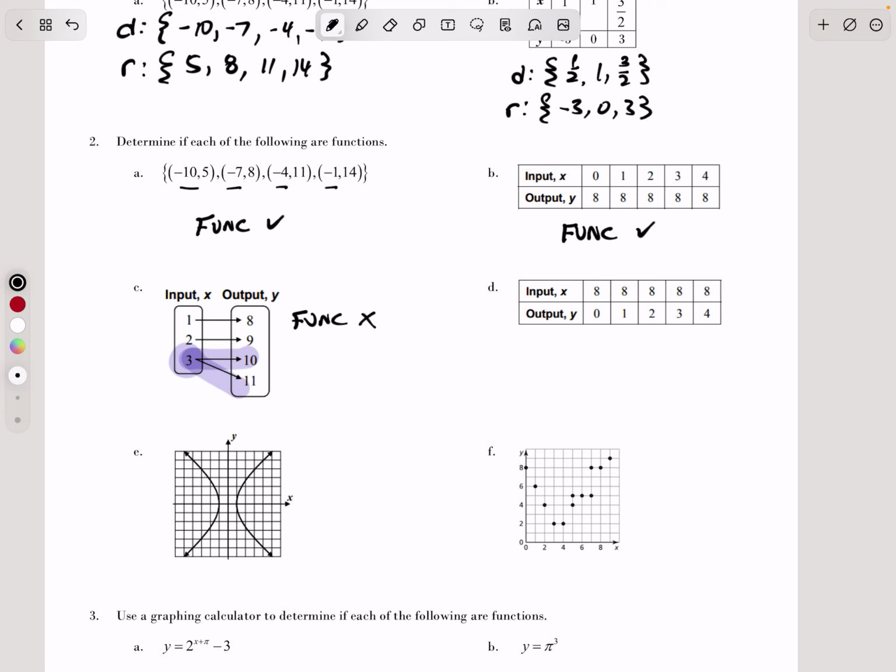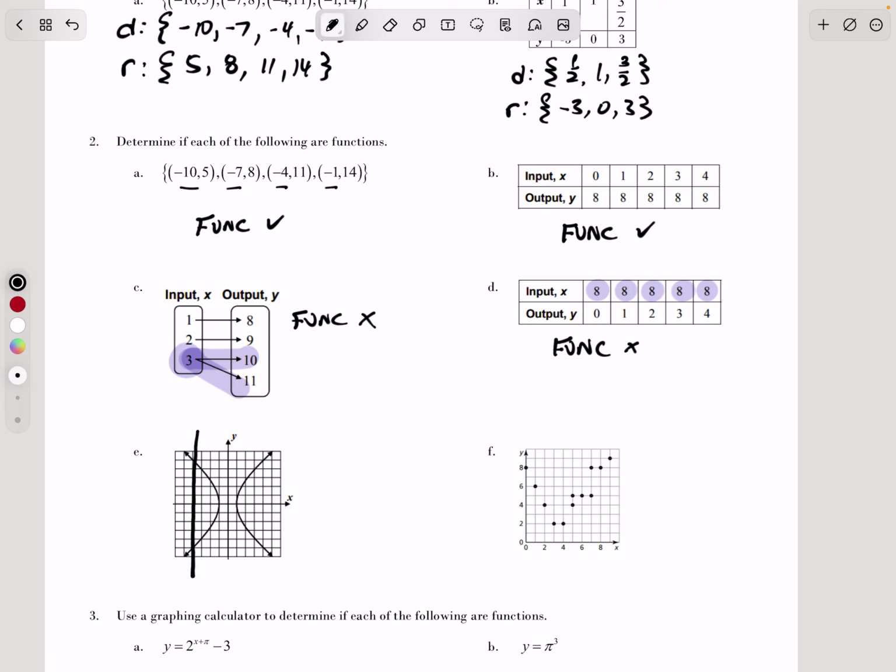It fails to be a function. Rather, it's just a relation between the 2 variables, or a relationship. It's a relation between x and y, but in particular, it's not a function. Letter D, there's lots of repetition in x. So that is no good. That is not a function. It's just a relation.